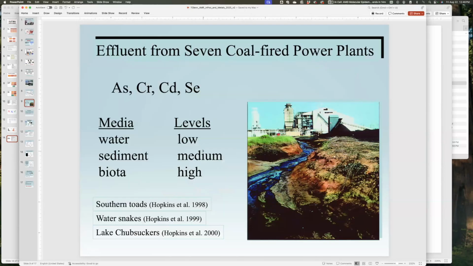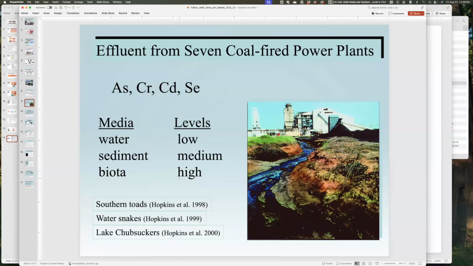And so there have been a variety of studies done over the years on these things. We know that the amount of metal in the water is sort of lowish. The amount in the sediment is a little bit higher, but organisms will bioaccumulate some of those metals, and those can have pretty significant effects on things like tadpoles that might be in those settling basin ponds.